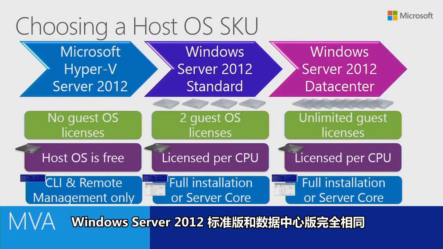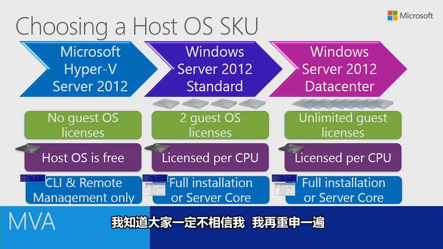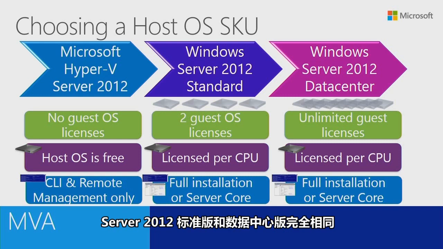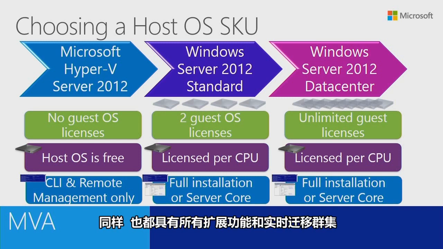With Windows Server 2012, Standard and Data Center are exactly the same. Okay, I know. Think about it. Let that sink in for a minute. I know you're not believing me. Let me say it one more time. Server 2012 Standard and Data Center are exactly the same. Same scale. Clustering is there. NLB is there. There are no differences. Okay, I lied. If you go to the About box, one says Standard and one says Data Center. But they are the same product. Hyper-V is there in both. All of the scale things that I've talked about, live migration, clustering, it's all there in both.